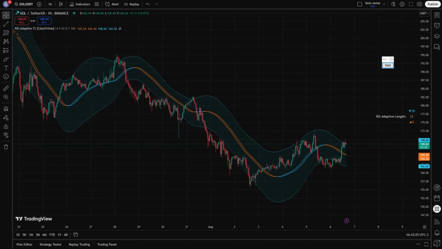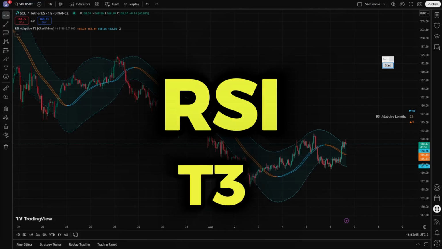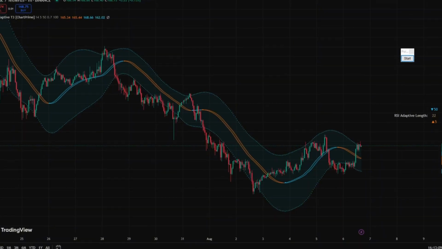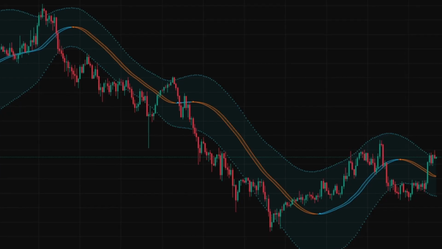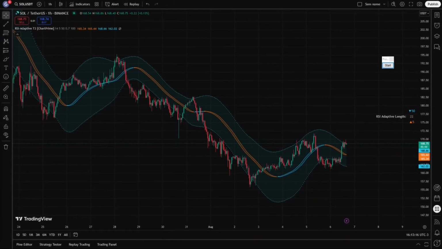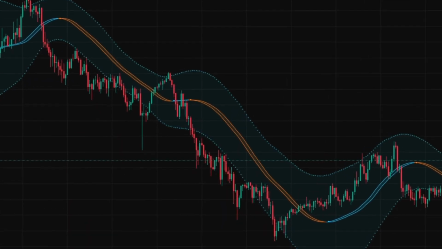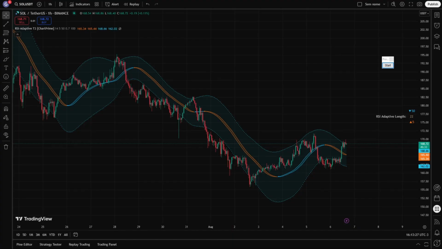But what is the RSI ADAPTIVE T3? This indicator is a combination of two classic elements, the RSI, or Relative Strength Index, and the T3 Moving Average, created by Tim Tilson. The difference here is that the indicator automatically adjusts the T3 period based on the current RSI conditions. The result? A line that adapts in real time and helps identify trend direction, trend momentum strength, and levels of market volatility. What do you see on the chart?